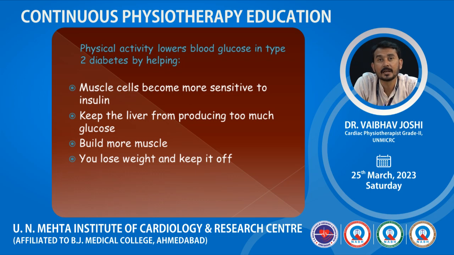How does physical activity help you in type 2 diabetes? Physical activity lowers blood glucose. Muscle cells become more sensitive to insulin. It keeps the liver from producing too much glucose. Build more muscle, you lose weight and keep it off.